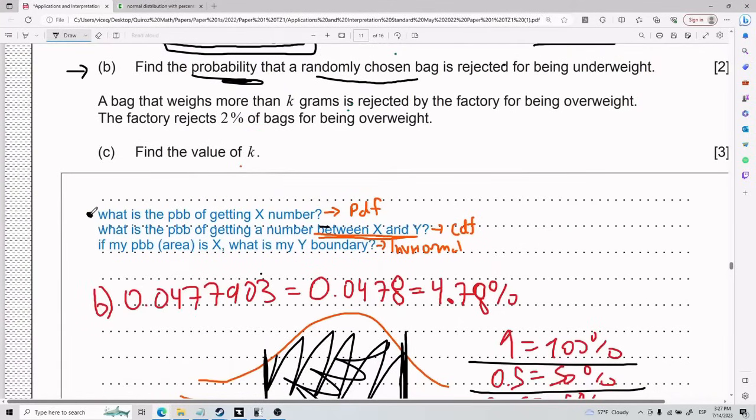PDF is the probability of getting a specific number. CDF is lower and upper bounds. And inverse normal is if you have the area and you're trying to find your boundaries, which is part C.